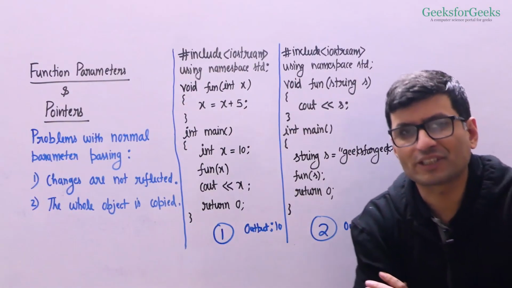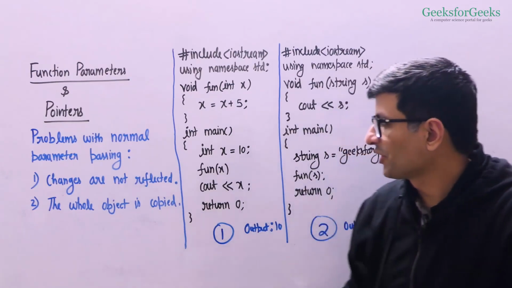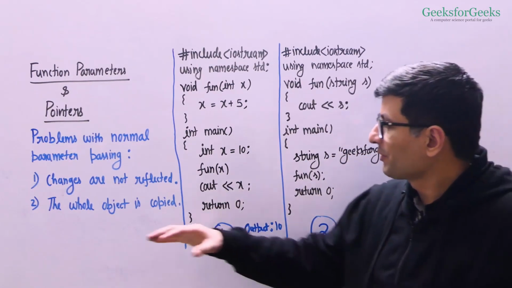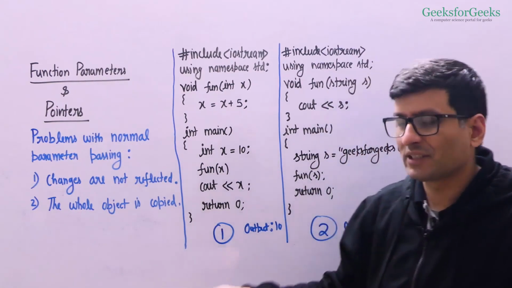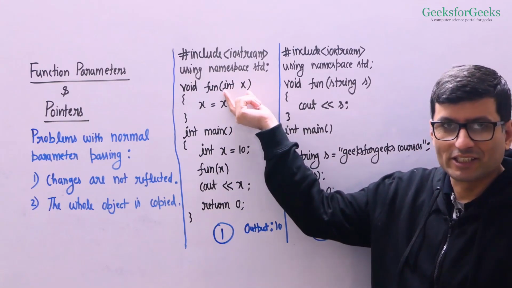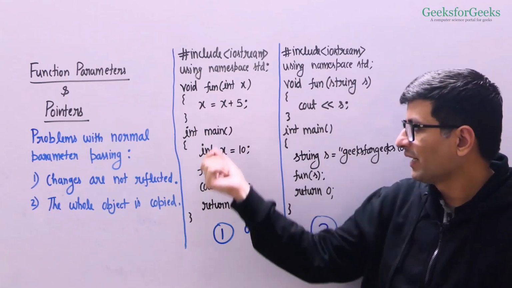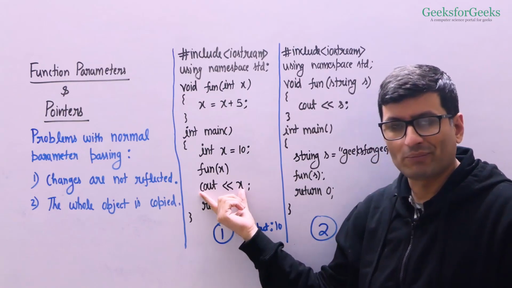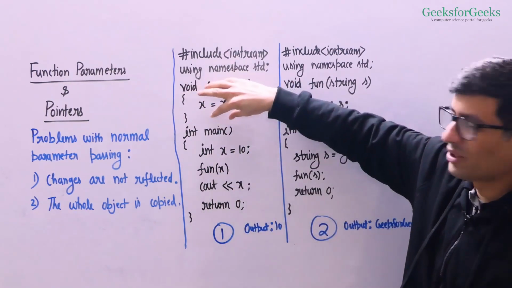Let's now see the first application of pointers, which is with function parameters. Here I have shown problems with the normal parameter passing. If I pass parameters normally, without references or pointers, and I pass the parameter x here and change it inside the function with x equal to x plus 5, then once I call the function and try to print x, I am going to get the same value, 10.